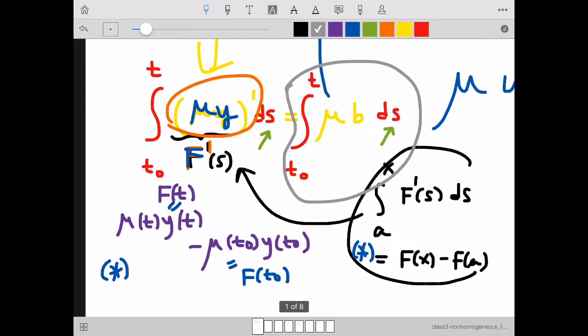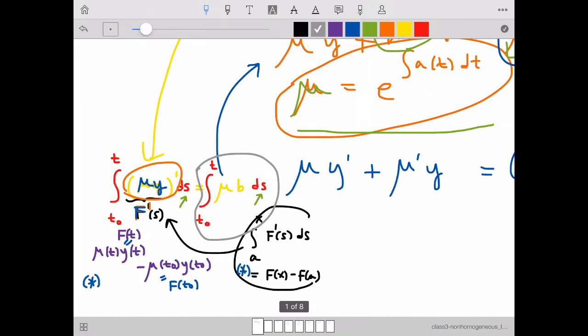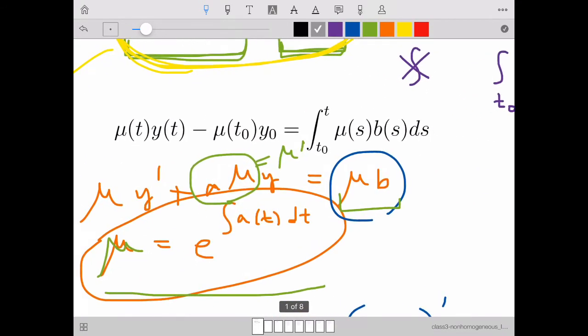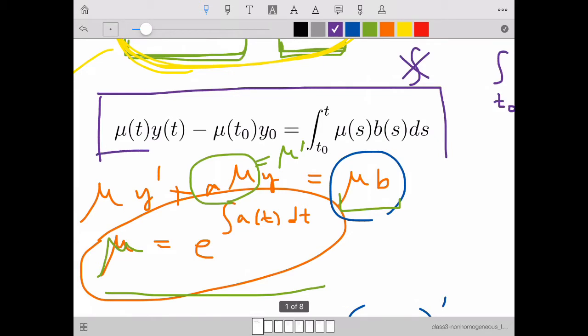Because of that, we have this written right there: mu(t) y(t) minus mu(t0) y0 is the definite integral from t0 to t of mu(s) b(s) ds, because we changed our variable into s. Okay, so memorize.